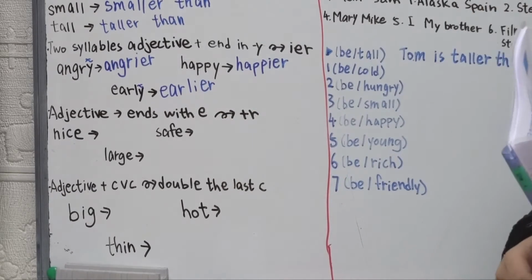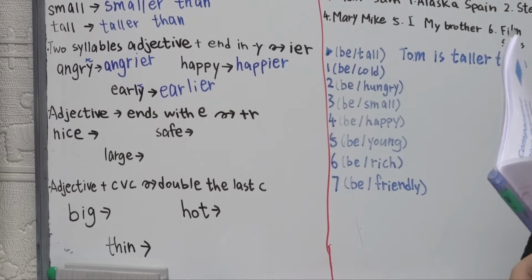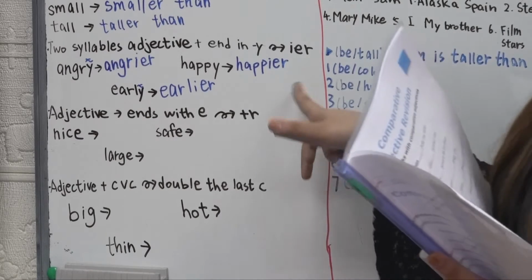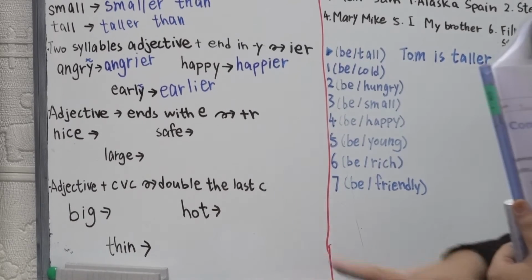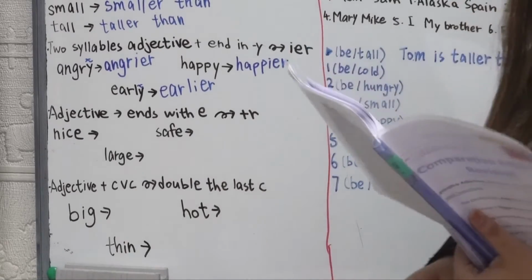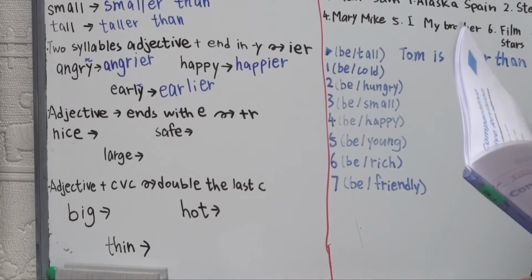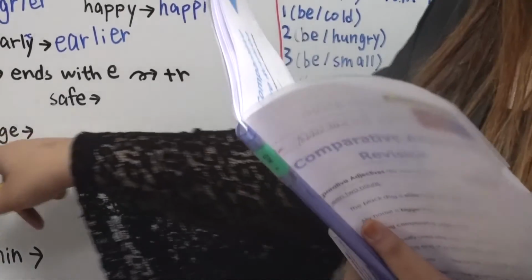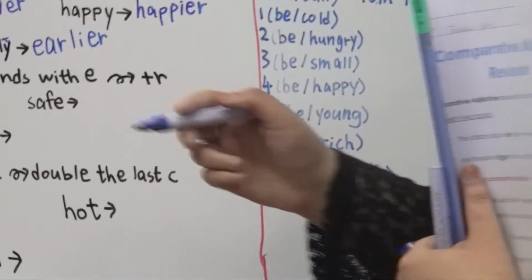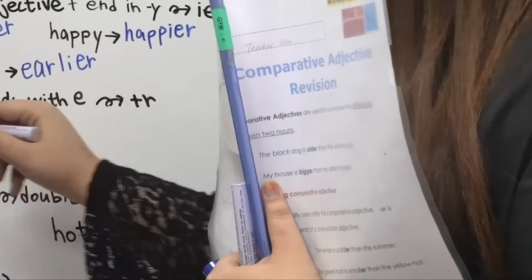I'm happier now than 1 year ago. Yes. Alright, so this sentence is also comparing 2 things. Next, rule number 3. Rule number 3: adjective that ends in E, only R is added. Alright, so just like here, an adjective that ends with E, we just add R.